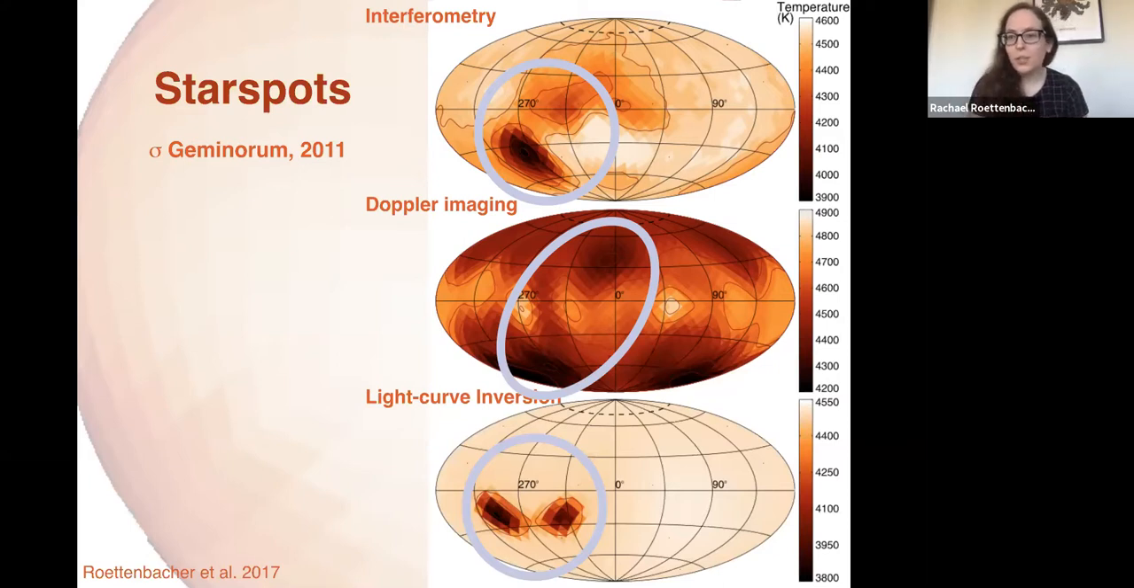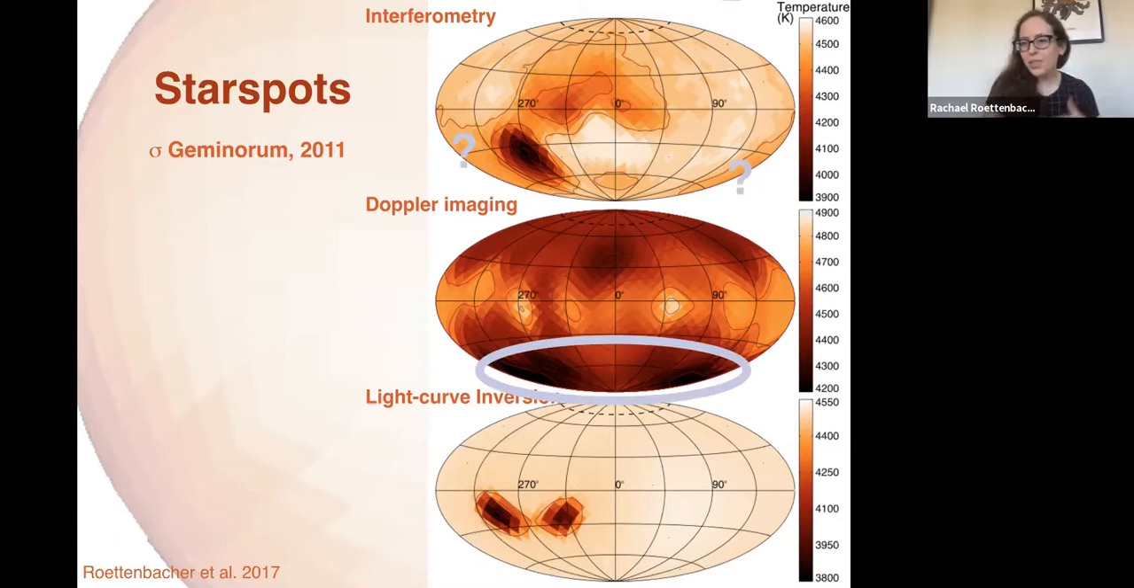So this is really highlighting one of the limitations of light curve inversion. We also see that there's possibly higher latitude structure that we don't see in the light curve inversion, but we see it in the Doppler imaging. We don't really see it in the interferometry, but to be perfectly honest, we don't have good phase coverage around 90 degrees longitude. So it's possible that our one night of observation wasn't sufficient to detect this. Qualitatively, this is great.